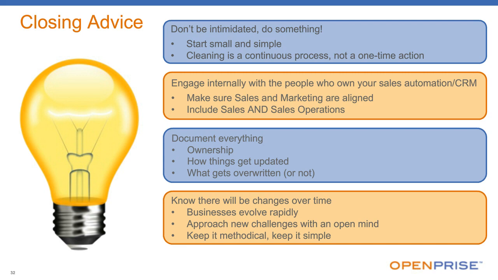I'm the documentation person. I am completely obsessed with this, but document everything. Who owns things? When things get updated? What fields get overwritten and what fields don't? Because there are times when you want to retain whatever the original value was for a field. And also, if you document everything, you leave the next person.